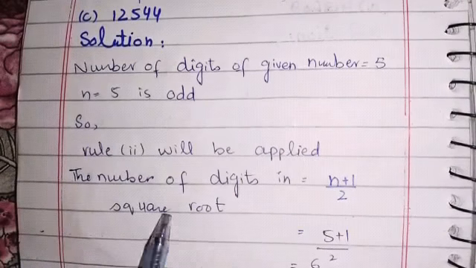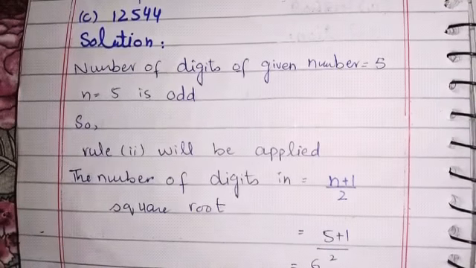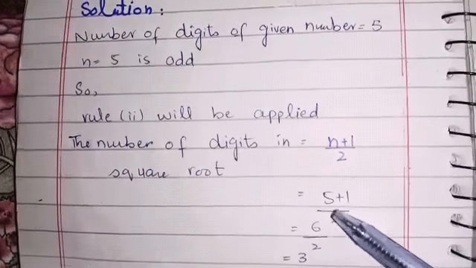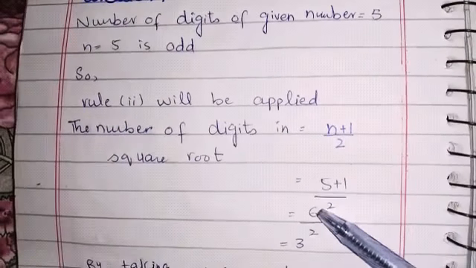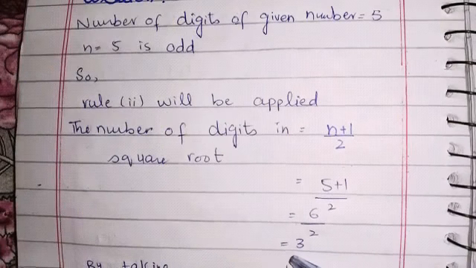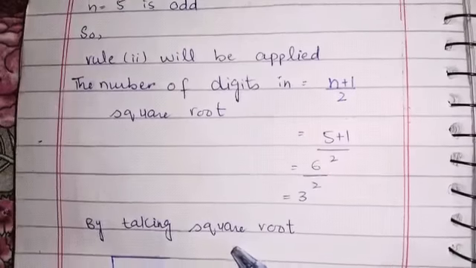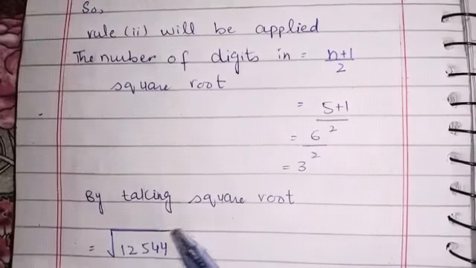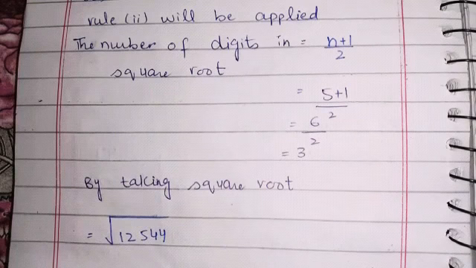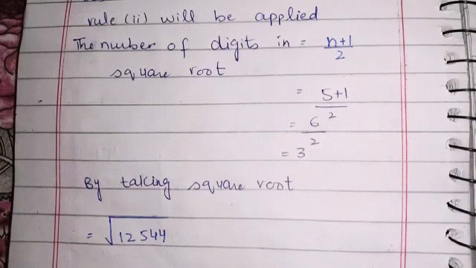The number of digits in the square root is equal to n plus 1 over 2. n refers to the number of digits, so we write 5 plus 1 over 2. When we add both values, we get 6, and 6 divided by 2, we get 3. Now students, we have to find the square root too, so we will write the statement by taking the square root of 12544. Now let's move towards its working.